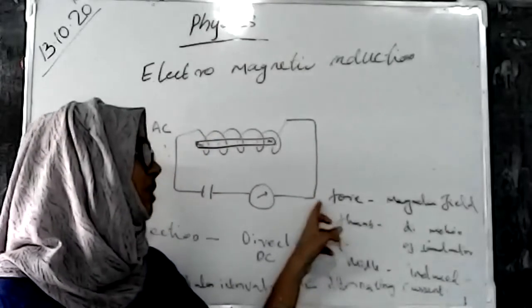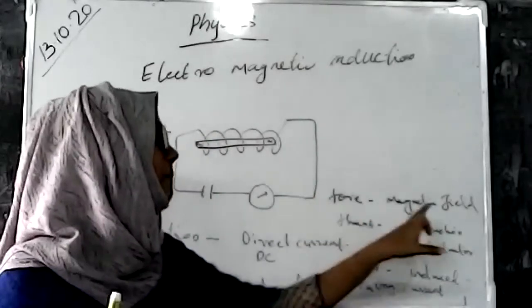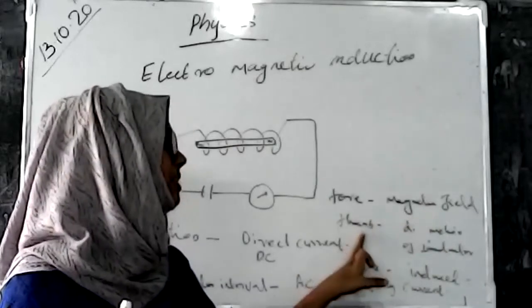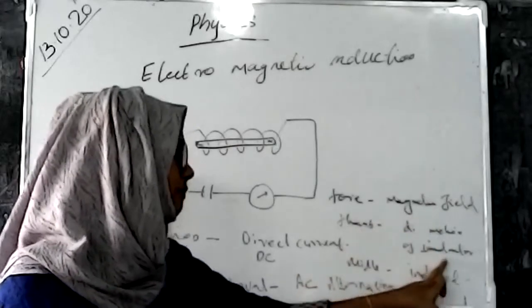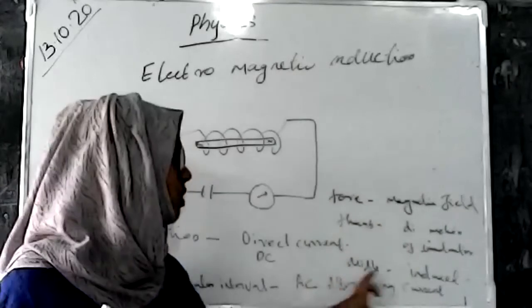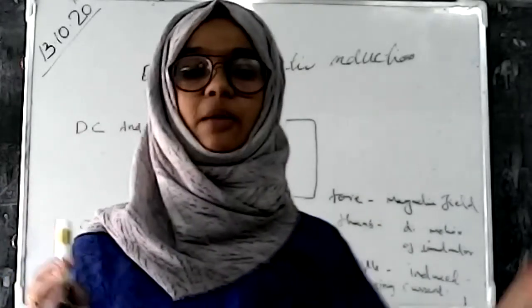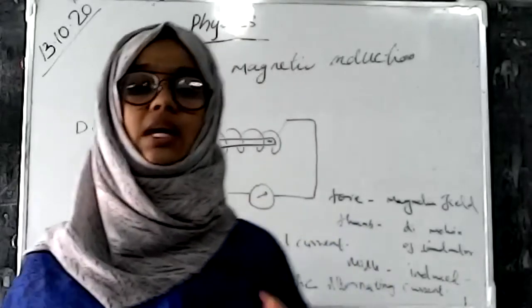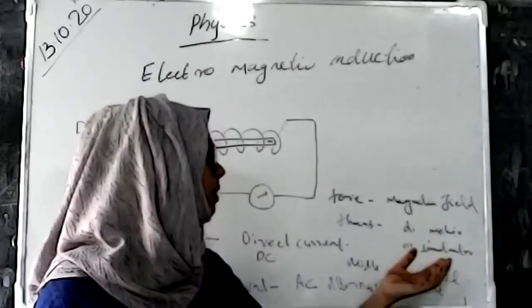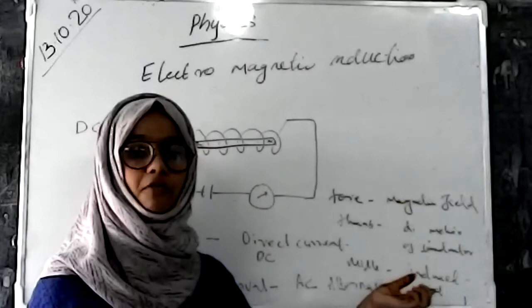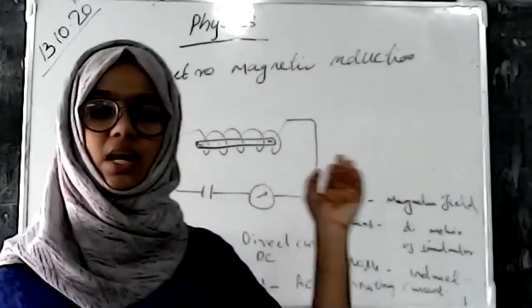We use the forefinger for the magnetic field. The thumb shows the direction of motion of the conductor. The middle finger shows the induced EMF. And Fleming's right hand rule gives all of the directions in this electromagnetic induction.